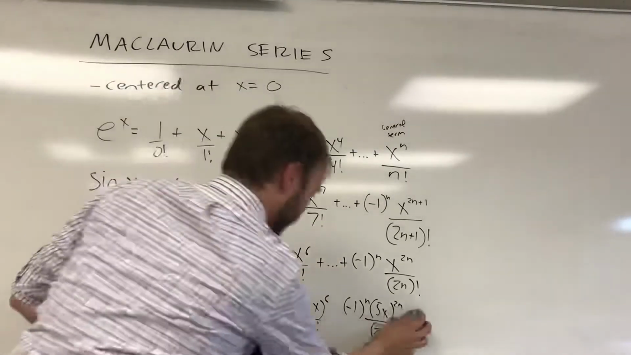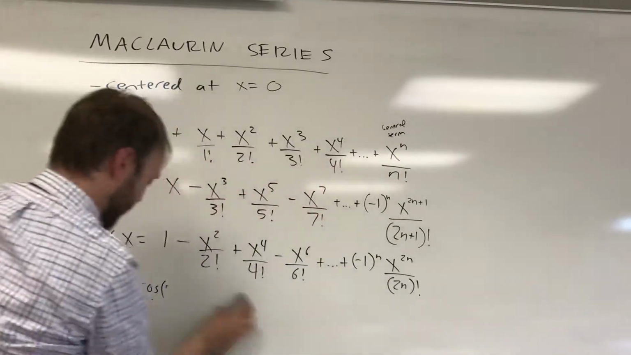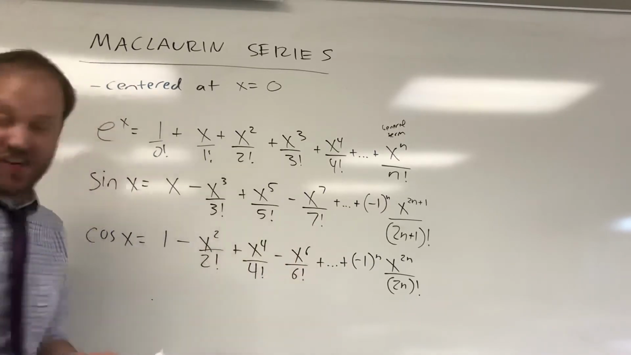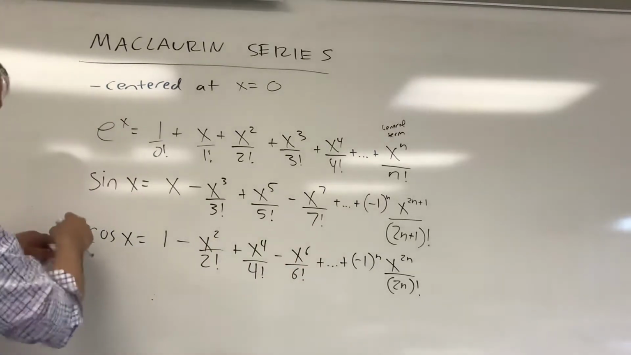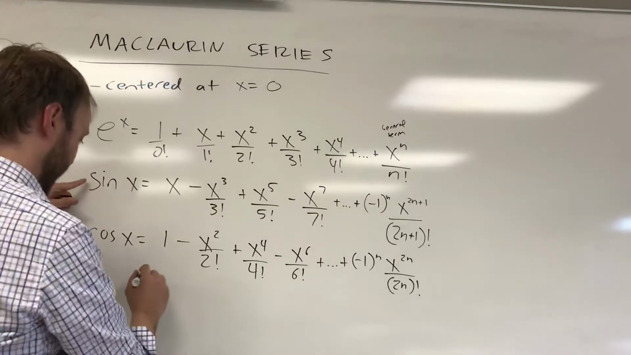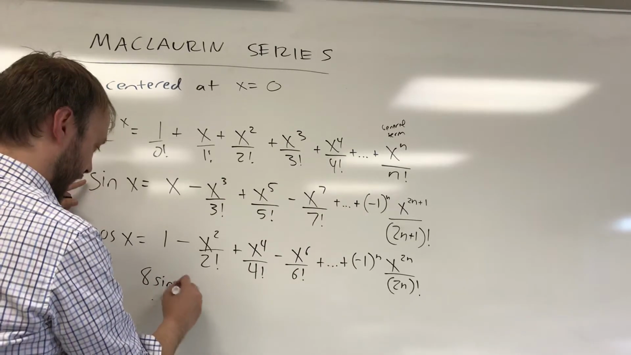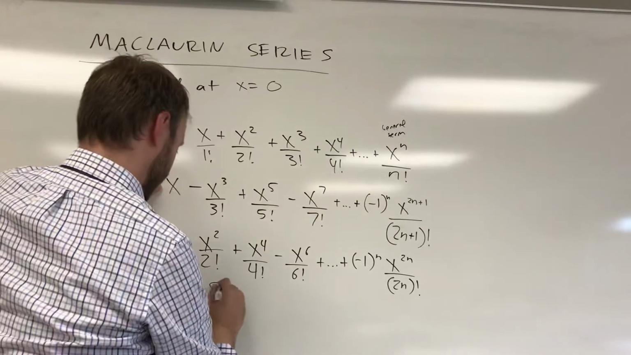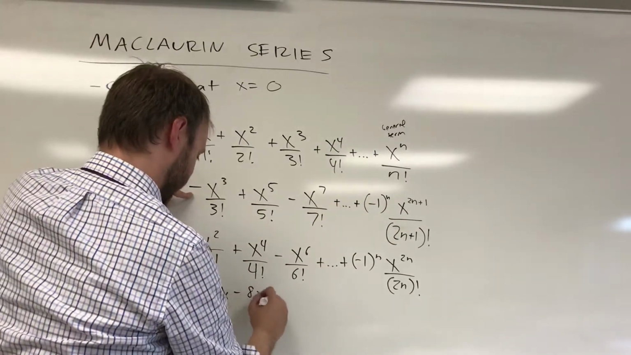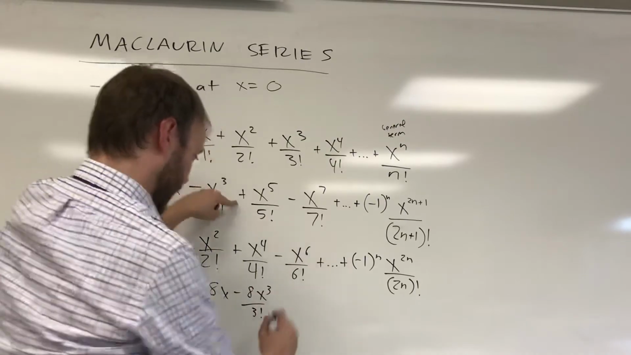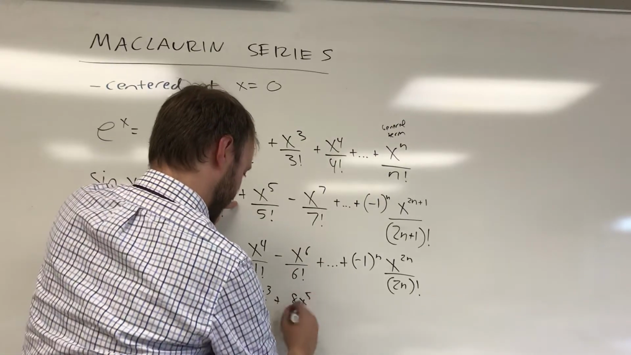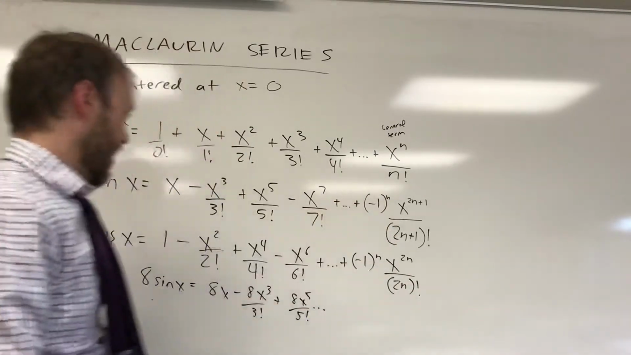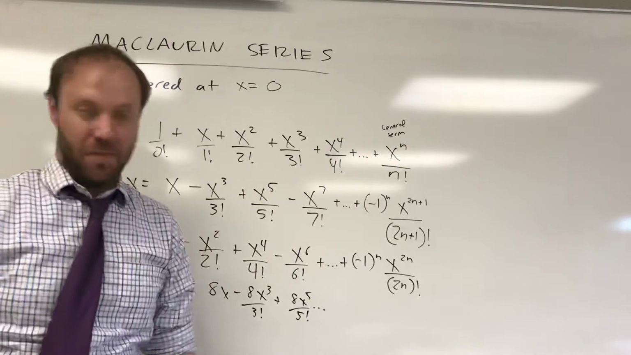If the input changes, you need to substitute that input in place of x. If the function just has something multiplied by it, again, if I want like 8 sine of x, I would just be taking the whole sine series and multiplying it by 8. So that would be 8x minus 8x cubed over 3 factorial plus 8x to the 5th over 5 factorial, and so on. You just have 8 times this at the end if you're trying to do a general term.